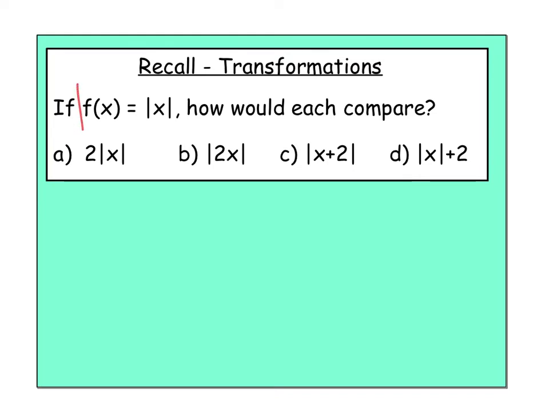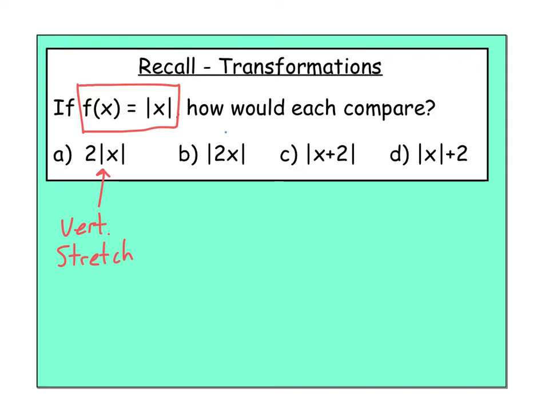So if this is the basic function, just the absolute value of x, how would each of these compare? What transformations would occur? If you think about the first one, multiplying by 2 on the outside is what's known as a vertical stretch. Remember, that would kind of just raise the y values. In this case, it would double them, and it would look like the graph has been stretched in the vertical direction.